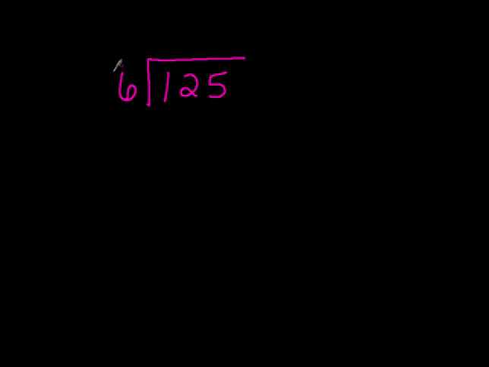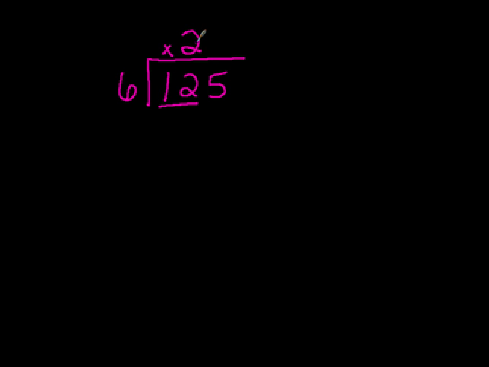We're going to figure out how many times 6 goes into each one of these digits. 6 does not go into 1. Now you can put a placeholder up here, a 0 or an X, to show that 6 is not going into 1. So now we're going to look at not just 1, but 1 and 2 together, which is 12. How many times does 6 go into 12? That's 2.